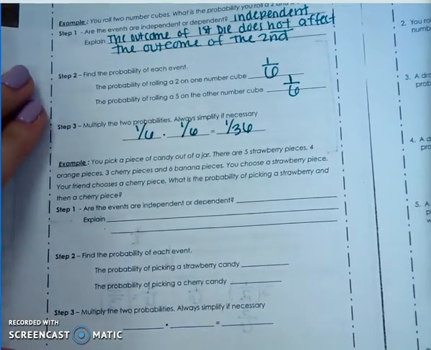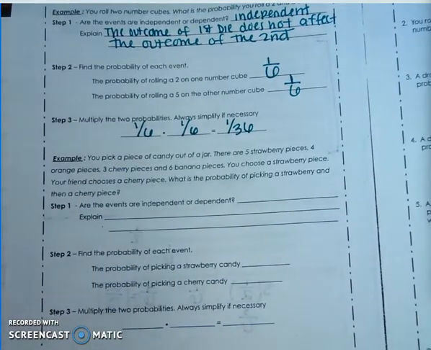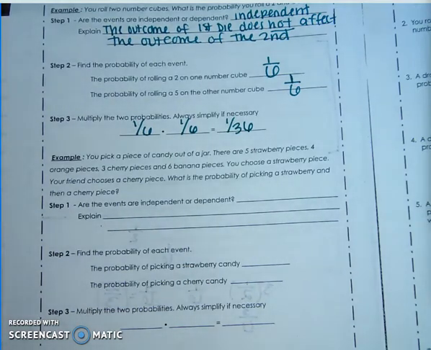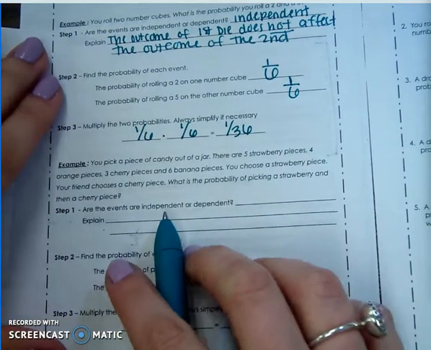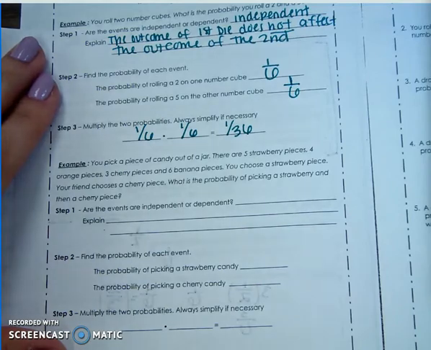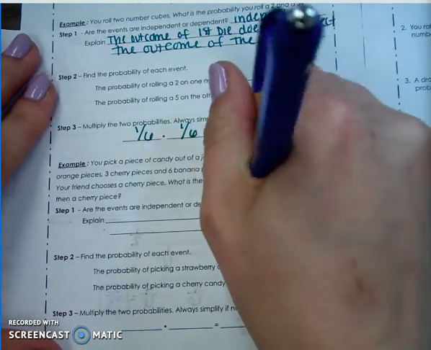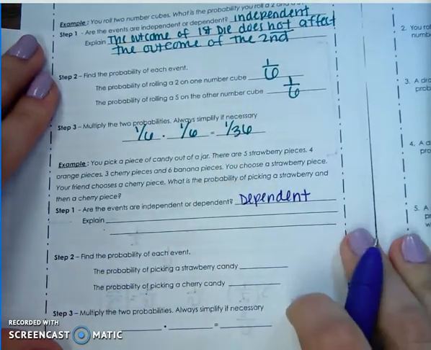My next example, you pick a piece of candy out of a jar. There are 5 strawberry pieces, 4 orange pieces, 3 cherry pieces, and 6 banana pieces. You choose a strawberry piece. Your friend chooses a cherry piece. What is the probability of picking a strawberry and then a cherry piece? Okay? So that means you do pick that strawberry first, taking that out, then what's left for your friend to pick the cherry piece? So are they independent or dependent? Well, it's completely dependent. It totally matters, okay?